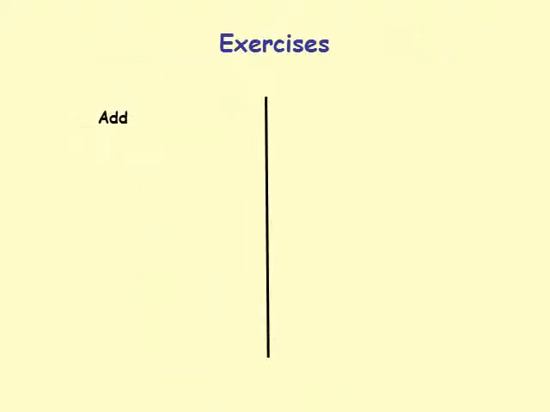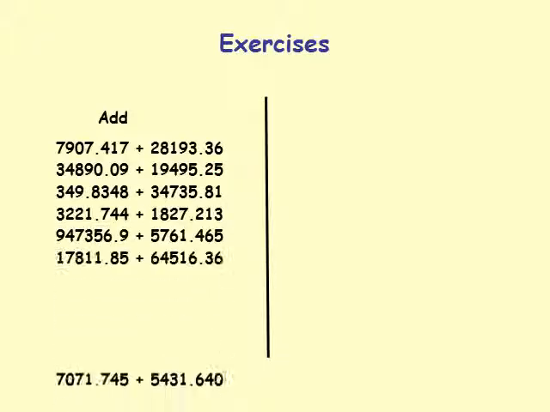You can do some exercises here. Add 7907 decimal point 417 plus 28193 decimal 36. Okay, let's continue here. 34890 decimal 09 plus 19495 decimal 25, and some more.